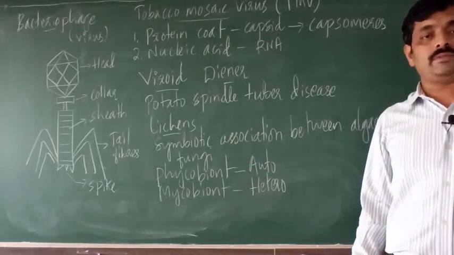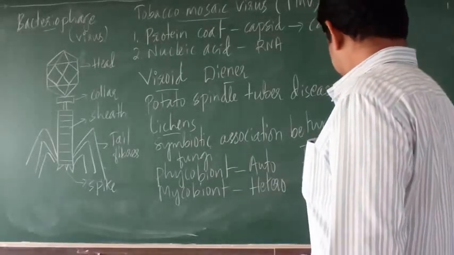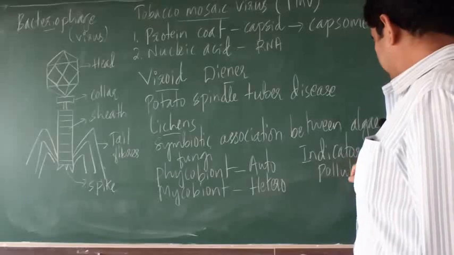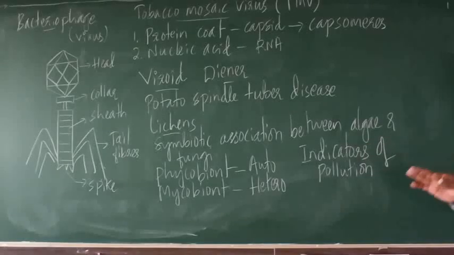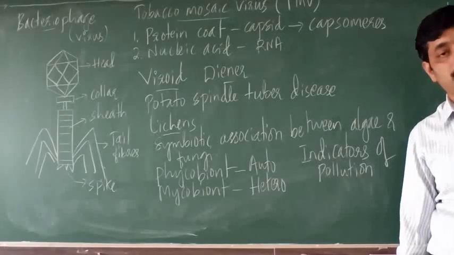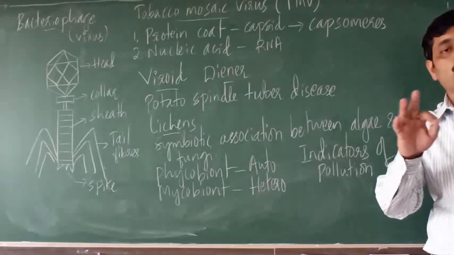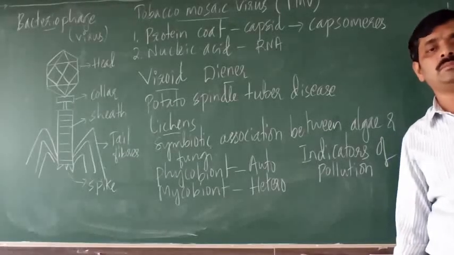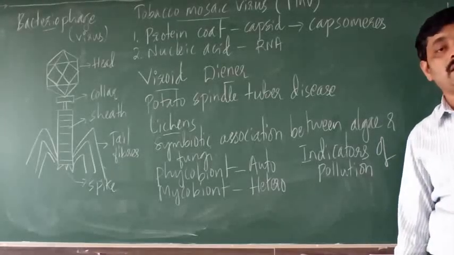Now lichens can be called indicators of pollution. Why are they called indicators of pollution? They are called indicators of pollution because they help to determine the levels of pollution. For example, if there are lichens growing on the branches of trees, suddenly if the number of lichens decreases, it indicates air pollution is very high.